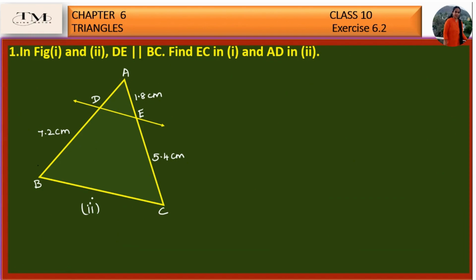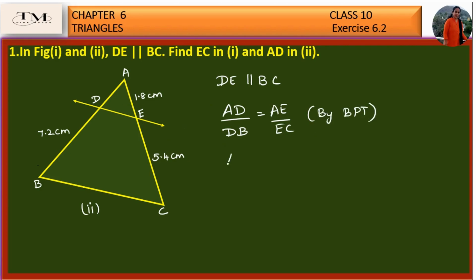So here also DE is parallel to BC. So if it is so, we have the ratio AD by DB equals AE by EC. This is by the basic proportionality theorem. What is AD? It is not given; we have to find it out. What is DB? It is 7.2, which equals AE, 1.8, over EC, 5.4. So we have to find AD.